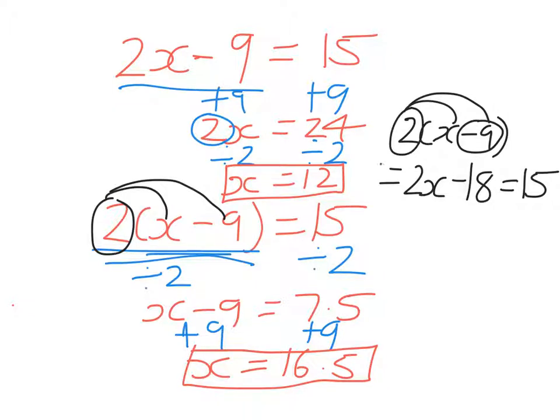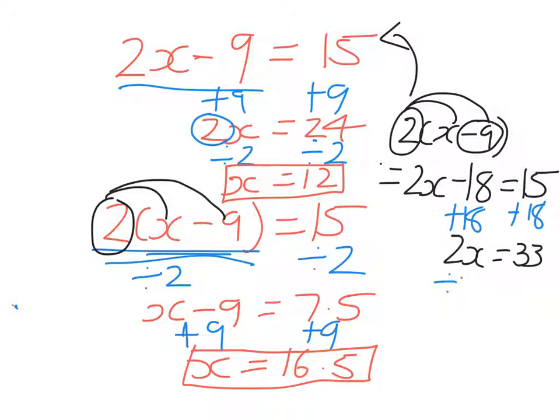Now that I've expanded the brackets, it looks just like this equation up here. I know the numbers are slightly different, but I do it the same way. So instead of subtracting 18, I'm going to add 18. So I get 2x equals 33. And then, of course, to undo timesing by 2, I divide by 2. And I get x equals 16.5.